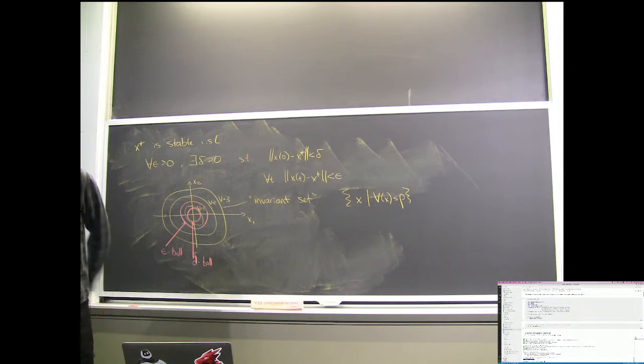Yes? I'm not sure if this question will make sense, but is there a reason that Lyapunov stability is defined in terms of these delta versus epsilon balls instead of the value of your potential function or your level sets?